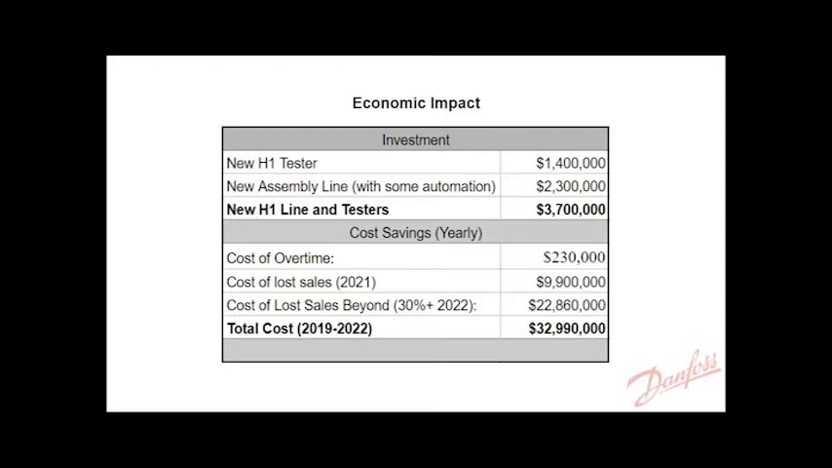With an investment of $3.7 million in a new line and testers, Danfoss can avoid the cost of overtime and lost sales totaling nearly $33 million in the next 4 years.